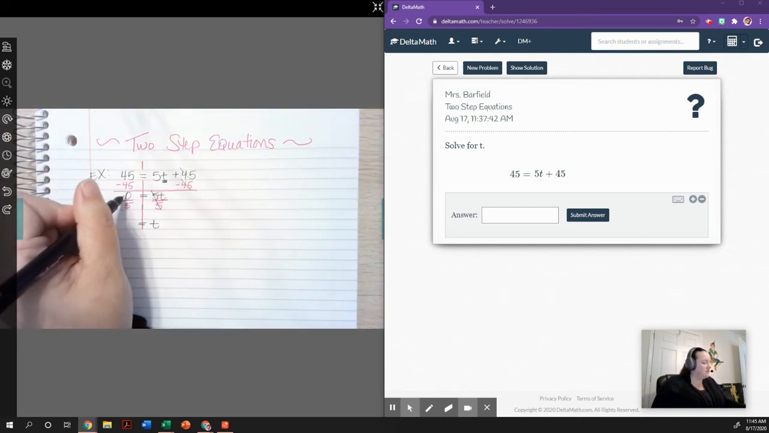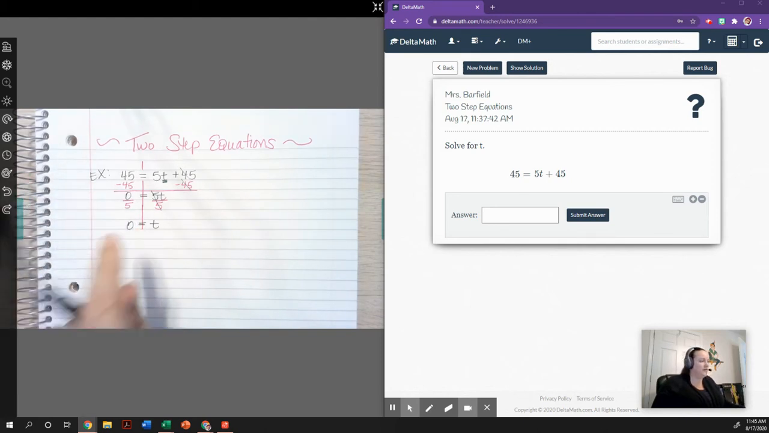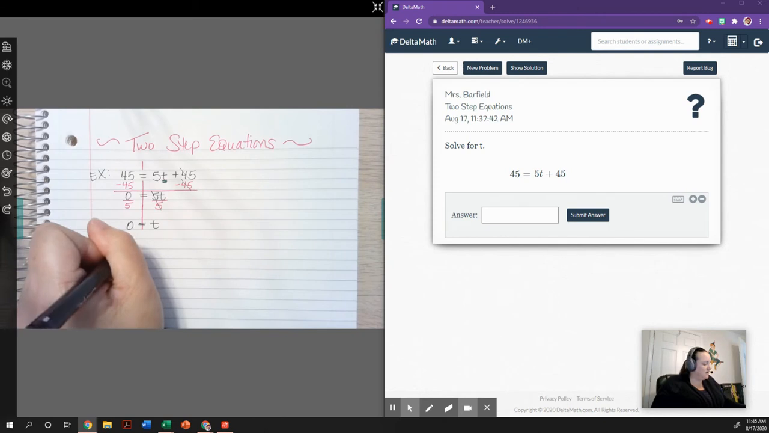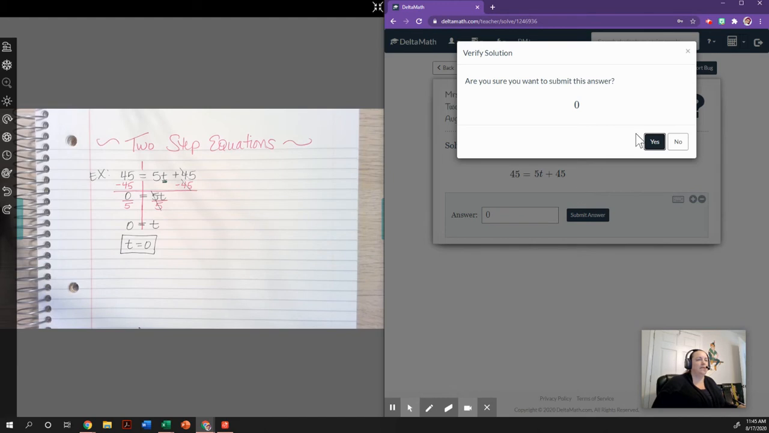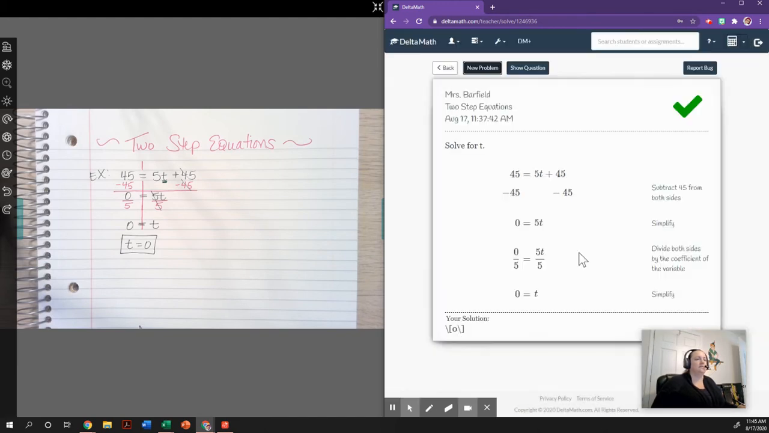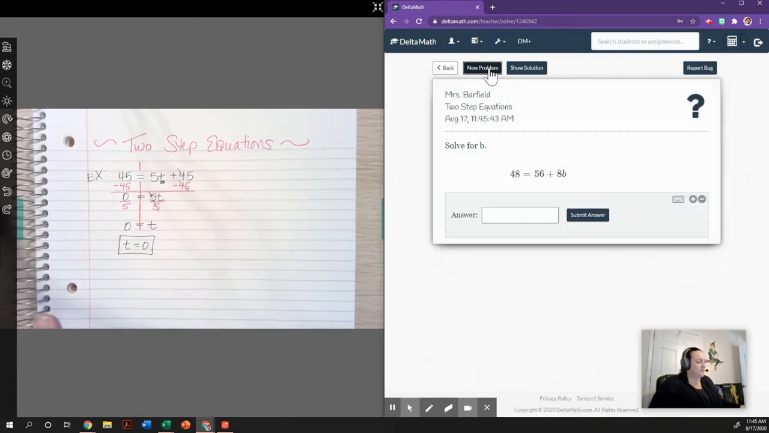Well, now I have 0 divided by 5. Well, 0 divided by 5 is 0. That's fine. So I got t equals 0. Nothing wrong with that. It is okay that our final answer equals 0. So if I go over here, 0, hit submit, yes, green check. All right, so let's solve another one.